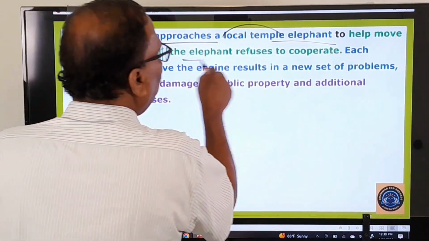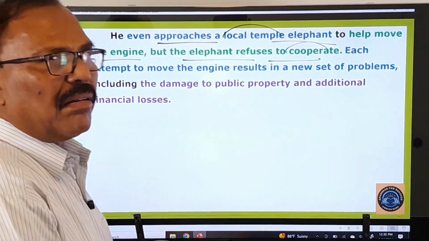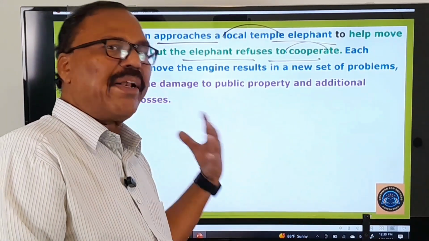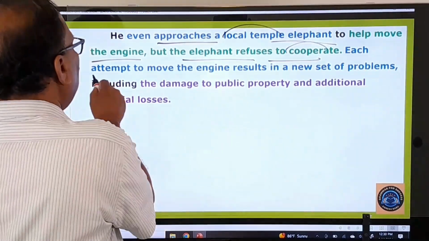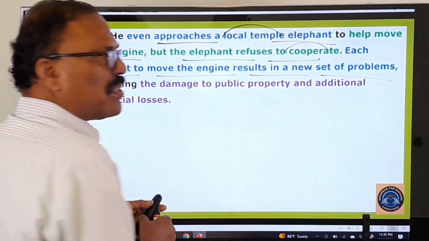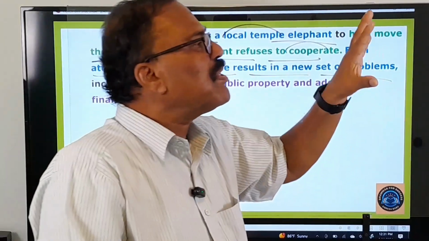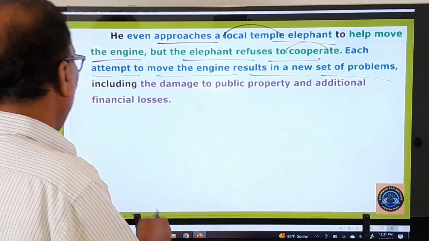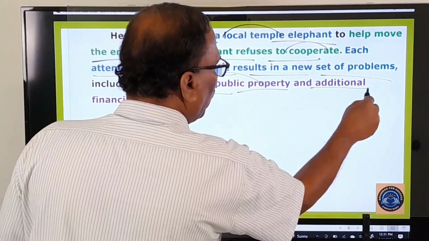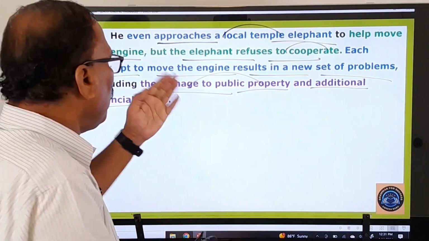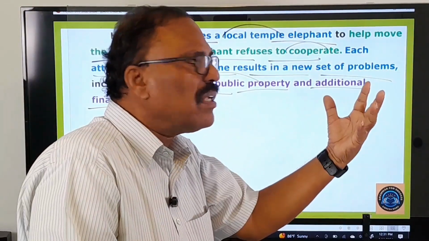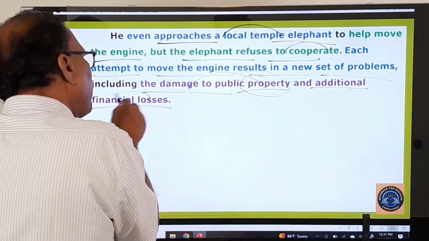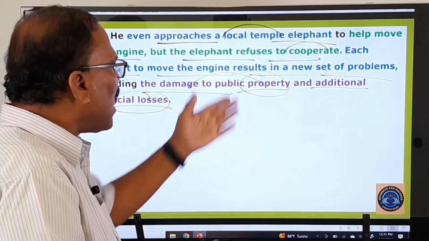But the elephant refuses to cooperate, and even the elephant could not move that engine. Each attempt to move the engine results in a new set of problems. Every time he tried to move the engine from its original place, he faced so many problems, including damage to public property and additional financial losses. How did this happen? Let us see that here.